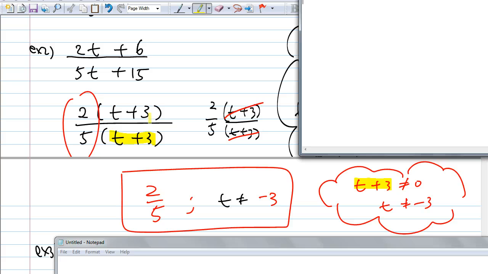Does that make sense? Even though the t's cancel out, before you cancel out, you have to look at the restriction. The t plus 3 over t plus 3, they cancel out, yes. You don't see it anymore, but it was there originally, okay? So you can't forget about what makes the denominator of the original expression go to 0, just because you cancel things out like this.